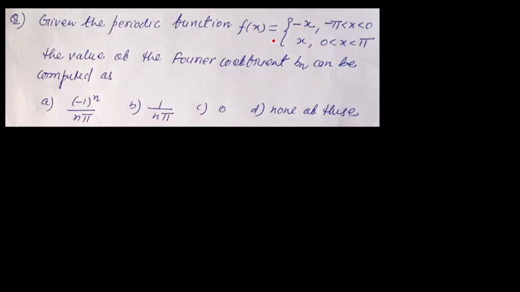Second, given the function f of x is equal to minus x when x lies between minus pi to 0 and x when x lies between 0 to pi, the value of the Fourier coefficient Bn can be computed as, and this is also a memory based question. You can clearly see that this function f of x is an even function, because if you try to draw its graph from minus pi to 0 and then 0 to pi, from minus pi to 0 the function is minus x, so the graph will look like this, and from 0 to pi the function is x, so the graph will look like this.